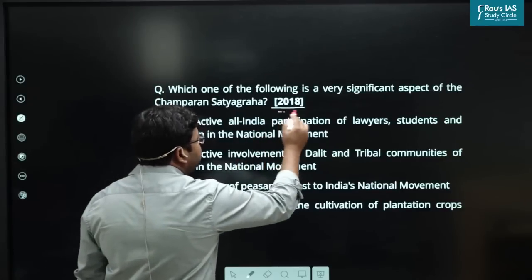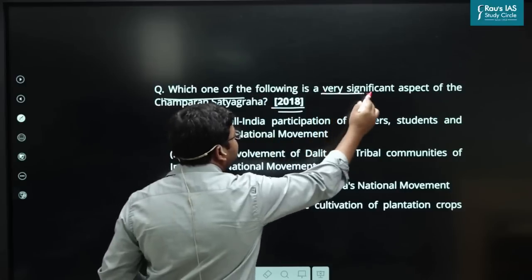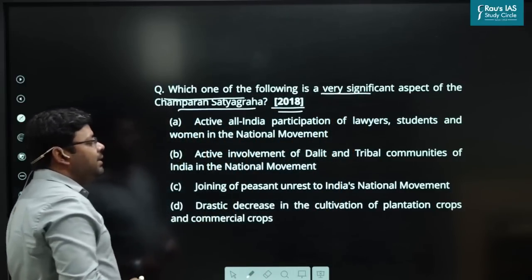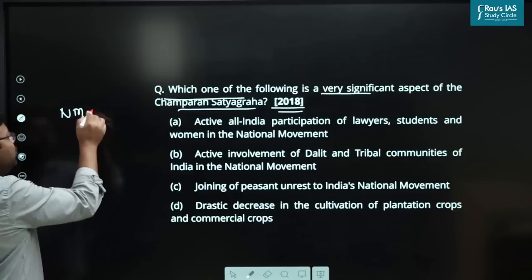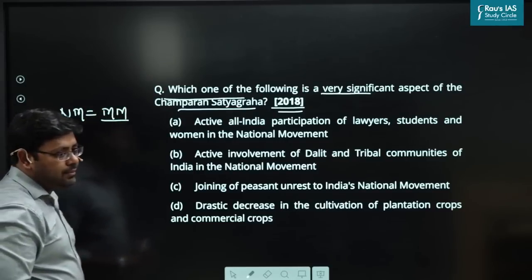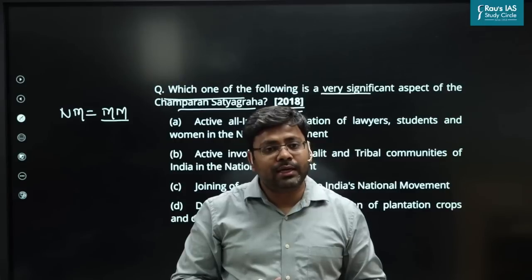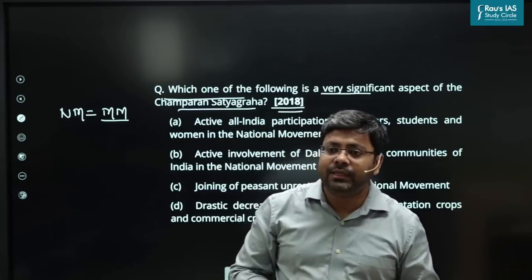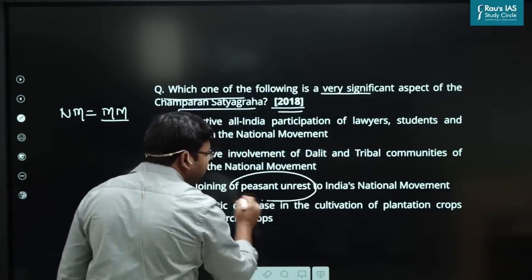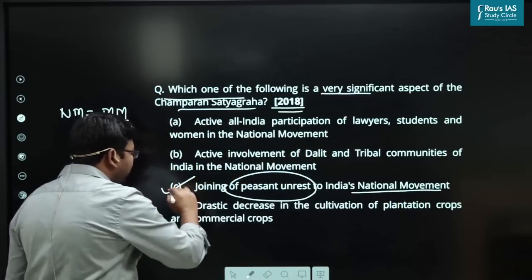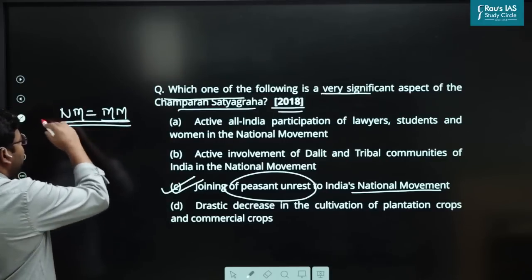The next question is from the UPSC 2018 exam, and again this is a question on Champaran Satyagraha. It says, which one of the following is a very significant aspect of Champaran Satyagraha? Champaran Satyagraha was very significant because for the first time it converted the national movement into a real mass movement. Look, earlier the extremists wanted to expand the social base of the national movement, but they could not attract the peasantry, and they were not very influential in the rural area. It was for the first time that Champaran Satyagraha connected the peasant unrest of India with the national movement, and the farmers were the biggest section of society. So this converted the national movement into a real mass movement for the first time in India.